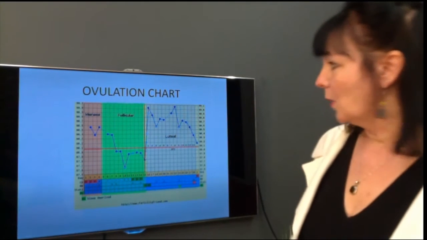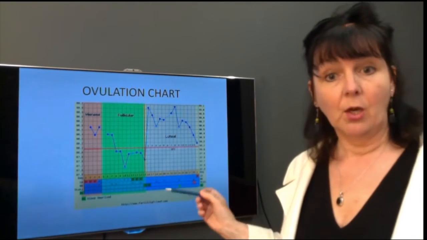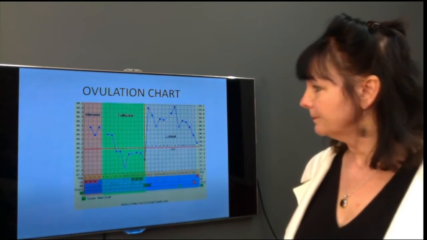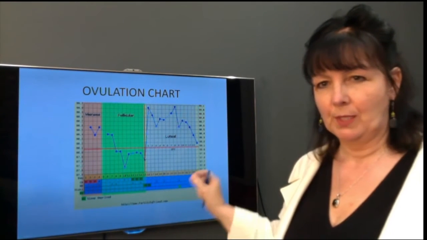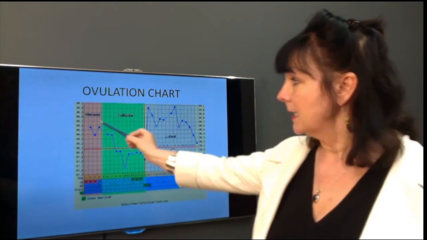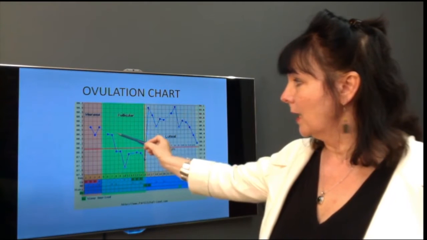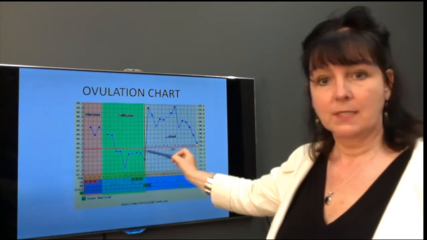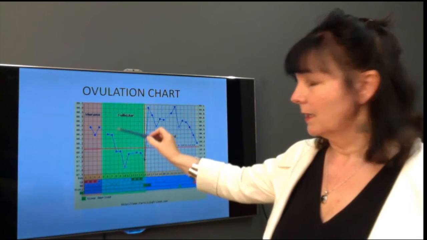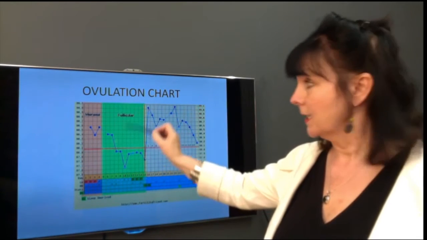All right, so let's have a look at a chart. This is one that I use in teaching a lot because it provides lots of information. So let's just talk you through the component parts. What you'll see is the little blue dots are where your clients have entered their temperatures. So they'll enter the temperature on their chart and it'll mark it for them.